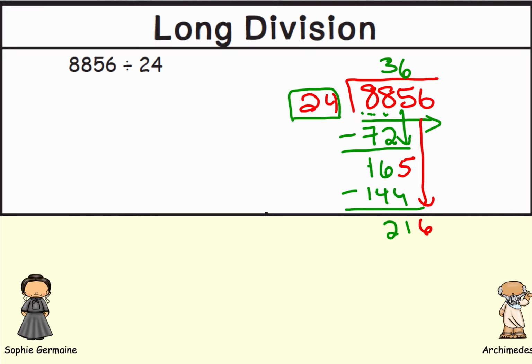So now I'm going to do 24 into 216. Okay, and I know it definitely has to go in more than 6 times. And specifically, it's going to go in 9 times. 9 times 4 is 36, and 9 times 2 is 18, plus 3 is 21. So now I can stop because I have no remainder. So the quotient is 369.